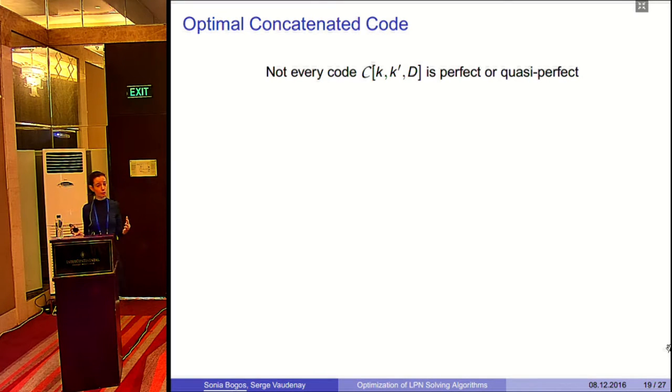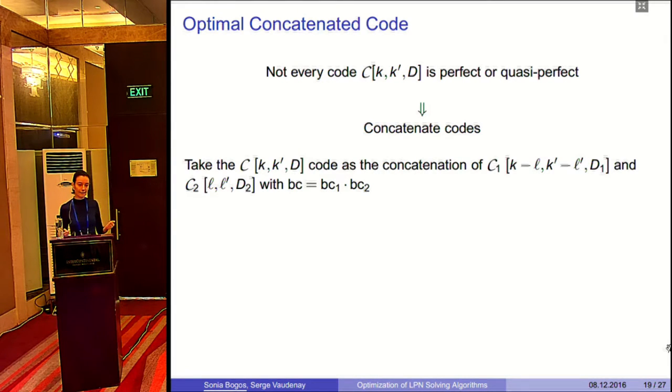Now, if we end up in an LPN instance, and in that moment we want to use a code reduction, we might be a bit restricted, as not every code is a perfect code or a quasi-perfect code. So in order to solve this, we use concatenation. So we are going to concatenate codes. When we try to apply a code reduce starting with an LPN instance, we look to see if we can split that code in smaller codes and apply code reduction on those smaller codes. And afterwards, we say that the bias is going to be the multiplication of the biases obtained from those independent code reductions.